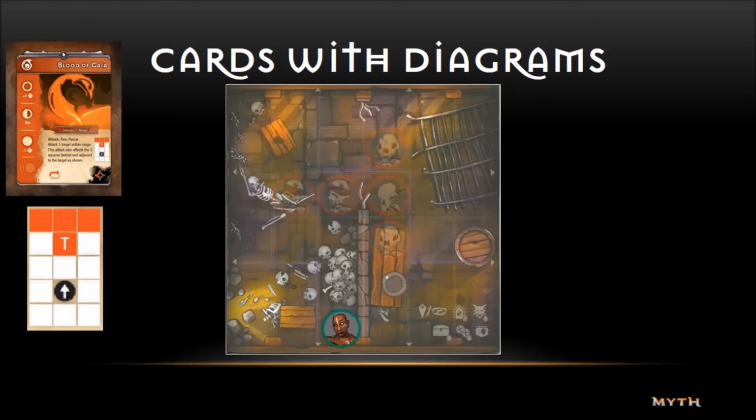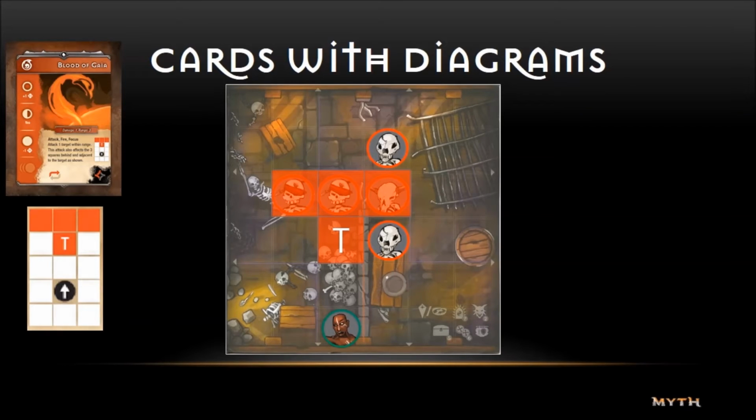So let's go ahead and bring back the minions. One attack that I might be able to do here with Blood of Gaia is to place the target square 2 away from the apprentice in this fashion, where I have line of sight to the target square. It's within my range of 3, and I'd roll my dice pool and attack all of the minions that were in the area of effect.